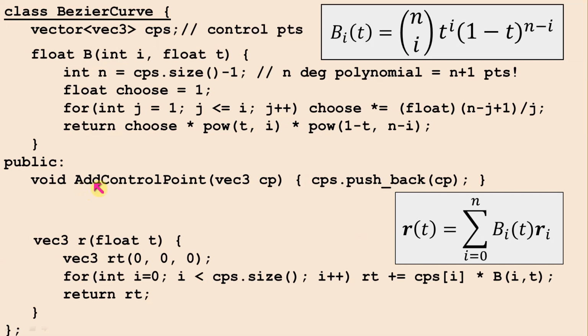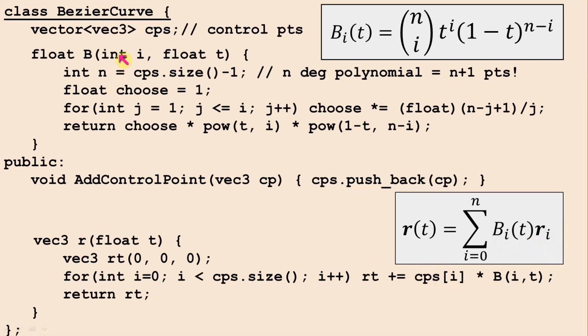When the curve is built, we just add the given control point to the dynamic array of the control points. When the curve is drawn, we need this RT function that computes the point corresponding to parameter t. The general formula is here, so this is a sum. The result is initialized to 0. We visit control points one by one in a for cycle and add the contribution of control point I, and this contribution is the position vector of control point I multiplied by the weighting function Bi of t.